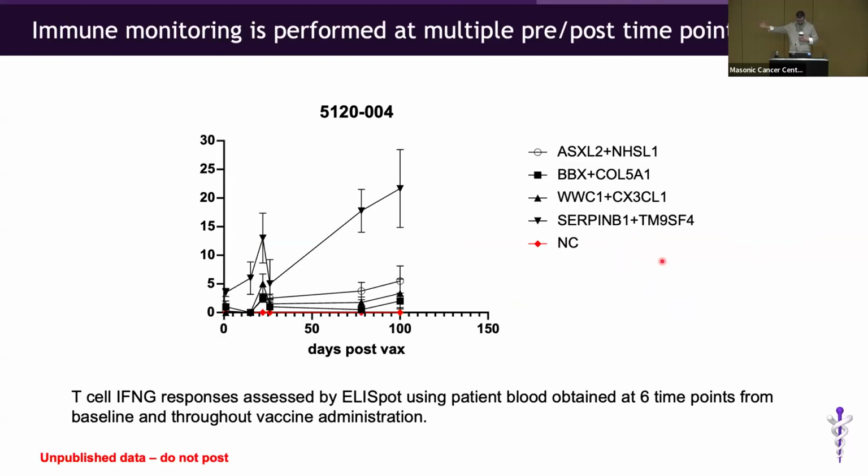And then this is done at many time points to try to gauge the amplitude of response over time. So every time the patient receives a vaccination, blood is taken at that same time point, so that we can later do 6, 7, sometimes 8 time points to see the response of the patient as they get the priming and boosting doses of the vaccine. So here's an example of one peptide that really seems to be inducing a strong response that's growing over time as the patient receives additional vaccinations.